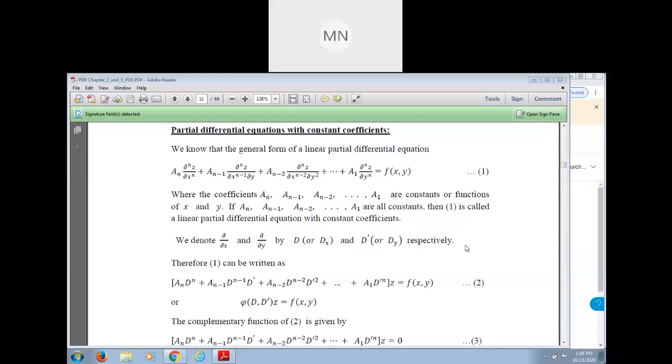Del is used in partial differential equations. The symbol del is used to denote partial differentiation. It is not the symbol of integration. And small d means what? This is for ordinary differential equations. Small d indicates differentiation, and del means partial differentiation.